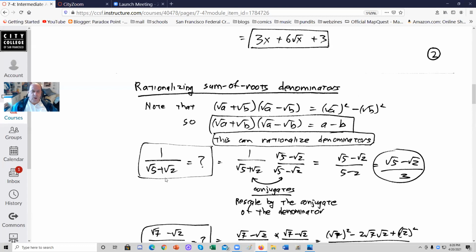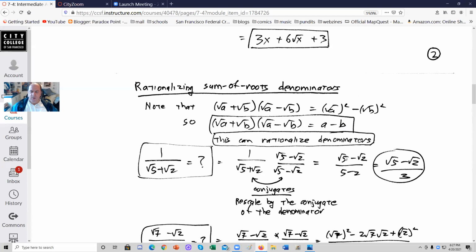Here's the trick. 1 over root 5 plus root 2. We'll multiply numerator and denominator by root 5 minus root 2. This root 5 plus root 2 and this root 5 minus root 2 are called conjugates. So what we'll do is rescale by the conjugate of the denominator.